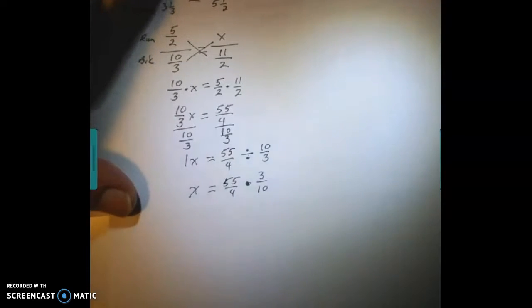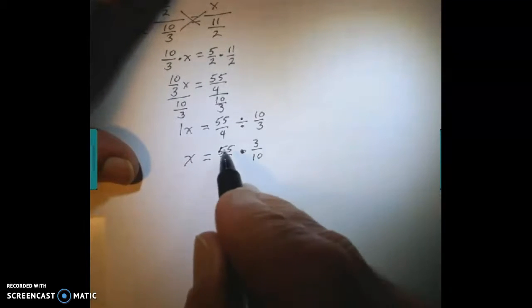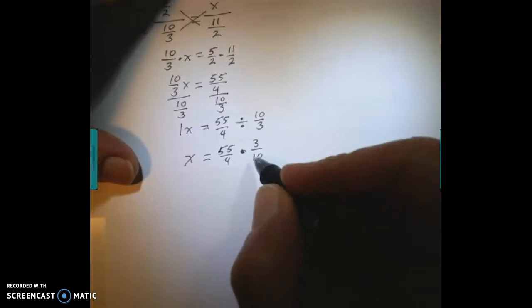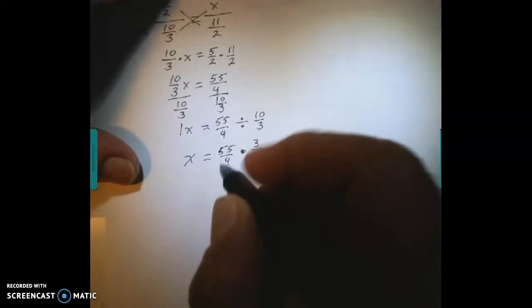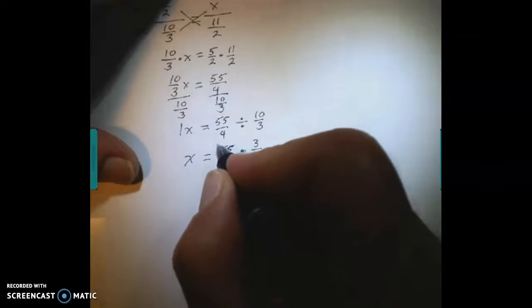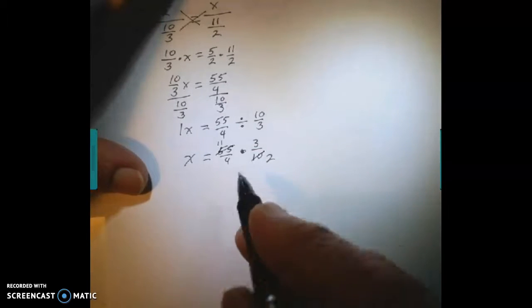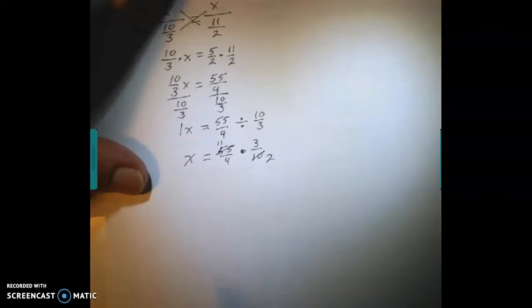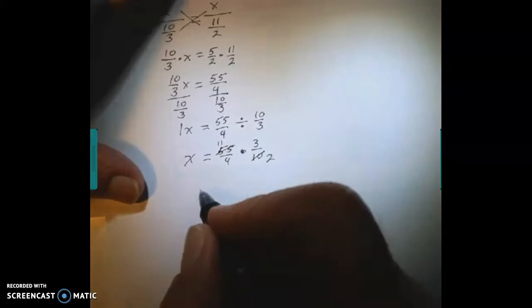This is going to be 55/4 times 3/10. I like reducing before I multiply. 55 and 10 can both be divided by 5. So let's reduce right now. 10 divided by 5 gives me 2. 55 divided by 5 is 11. Nothing else to reduce. It's always got to be a number above and a number below that both can be divided by the same thing. The 4 and the 2 are both below, so we can't reduce those.